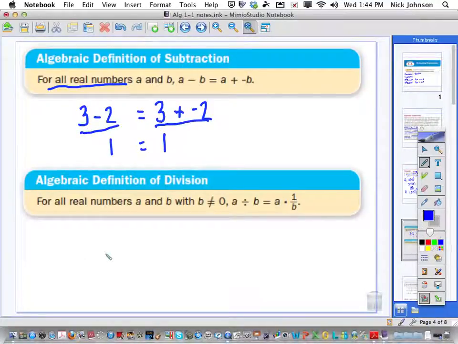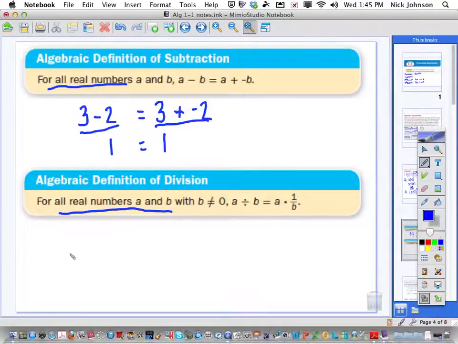Down here, algebraic definition of division. For all real numbers A and B, that simply means A and B can be any number, with B cannot equal 0. B cannot be 0 because we cannot divide by 0. What they're saying is A divided by B equals the same thing as A times 1 over B.